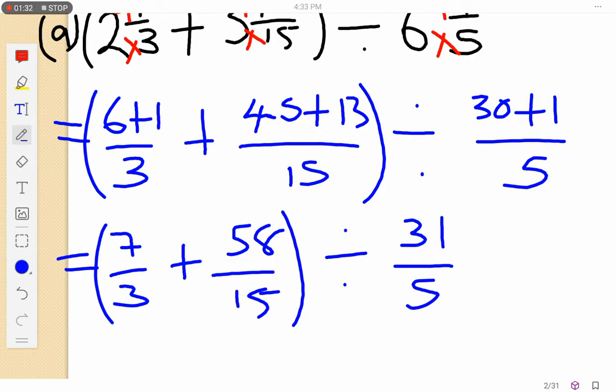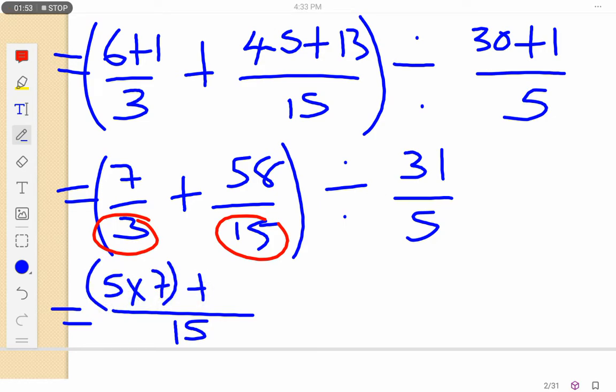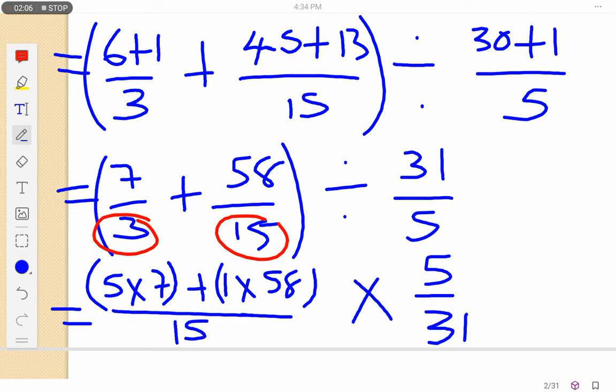For 3 and 15 here, we have got 15 as the lowest common multiple, so this becomes over 15 here. 3 into 15, 5. So I've got 5 times 7. Then plus 5 into 15, 1. So I've got 1 times 58 there. Okay. Then it's dividing by, so we can even change the sign now and say it's times 5 over 31.